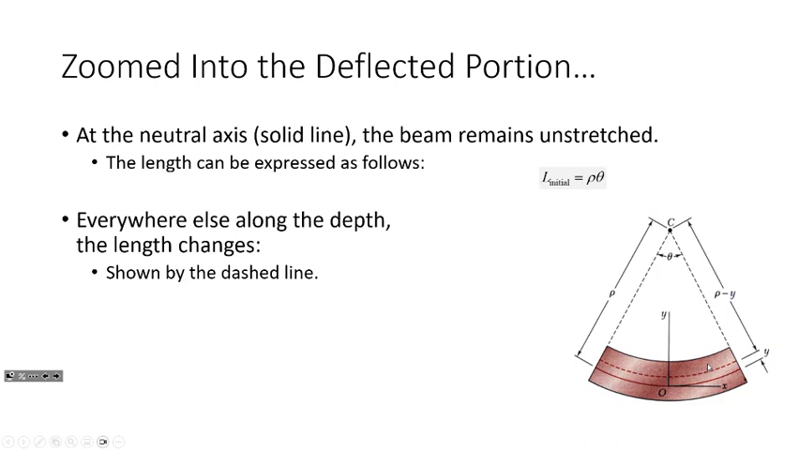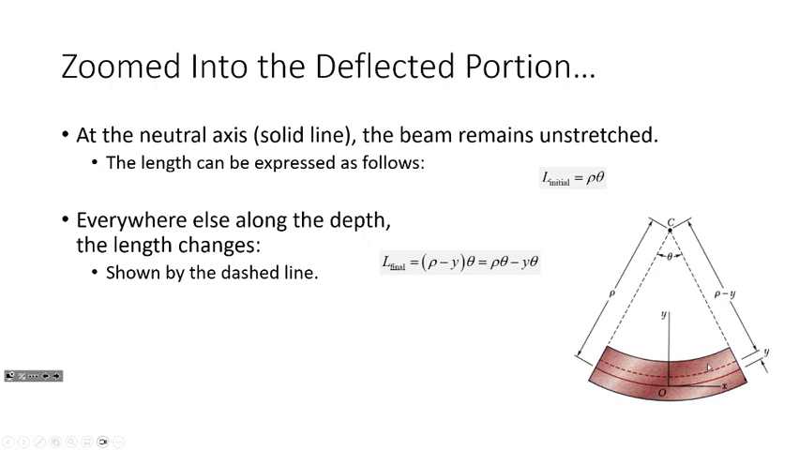Away from the neutral axis, we get a deformation. So for example, looking at this image, I propose that for the solid line the length remains unchanged before and after deformation. But this dashed line got shorter. Okay, and how much did it get shorter? Well, if this is rho theta, this is rho minus y times theta.